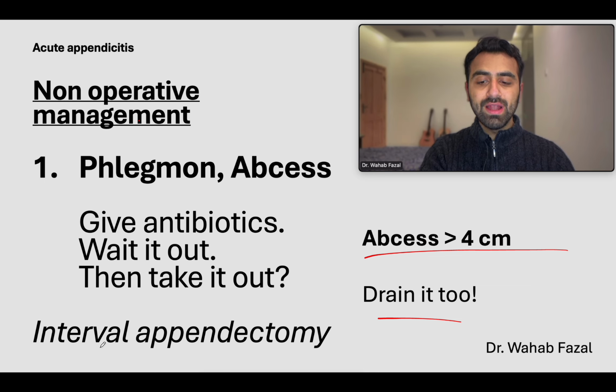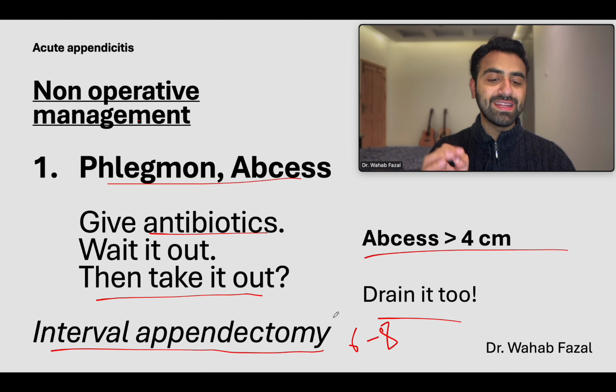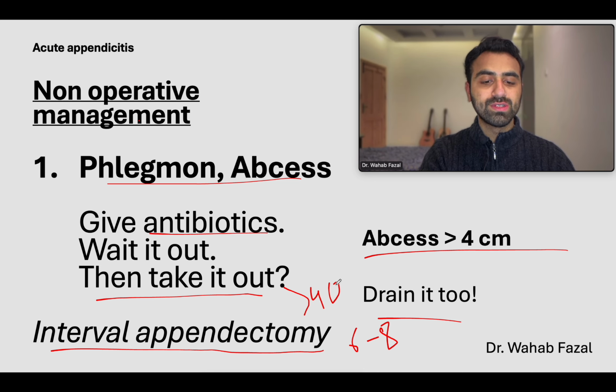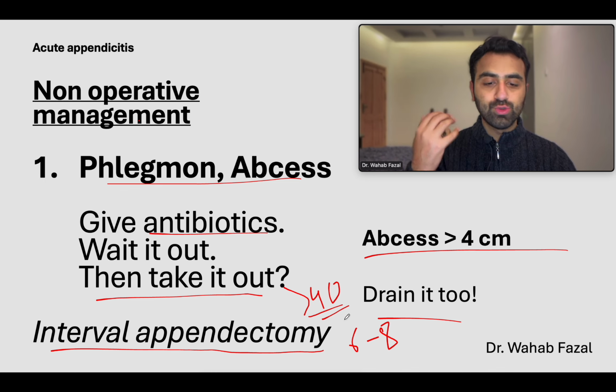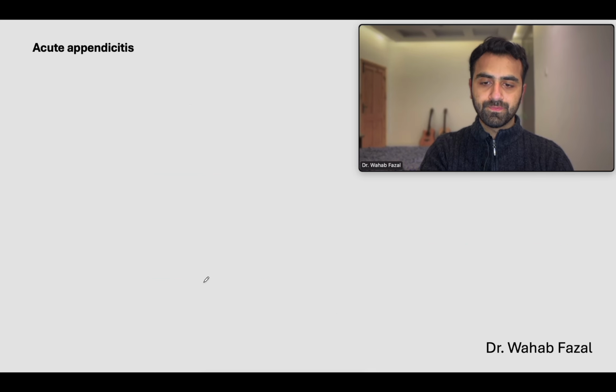And then there's a term called interval appendectomy. That's why I said maybe take it out. Sometimes there is some evidence that as soon as you give antibiotics and the phlegmon or the abscess has resolved, after 6 to 8 weeks of the initial appendicitis presentation, you want to take the appendix out. But nowadays, this is only reserved for people with recurrent appendicitis or those greater than 40 years old with a lot of comorbidities. You don't want to keep having these infections on and on again. That is usually in developed countries when we consider interval appendectomy. It's not usually done so often anymore.